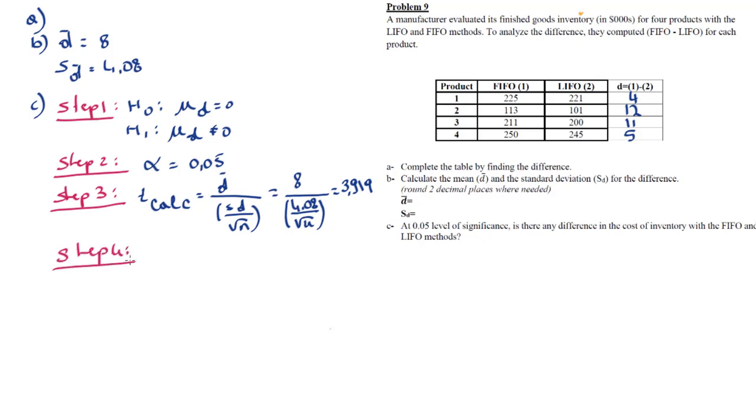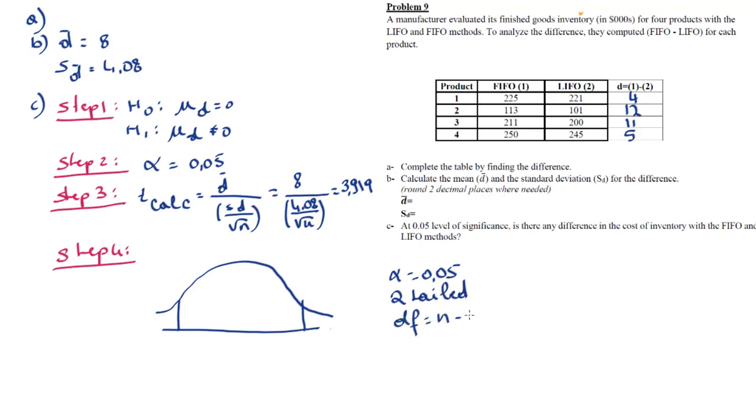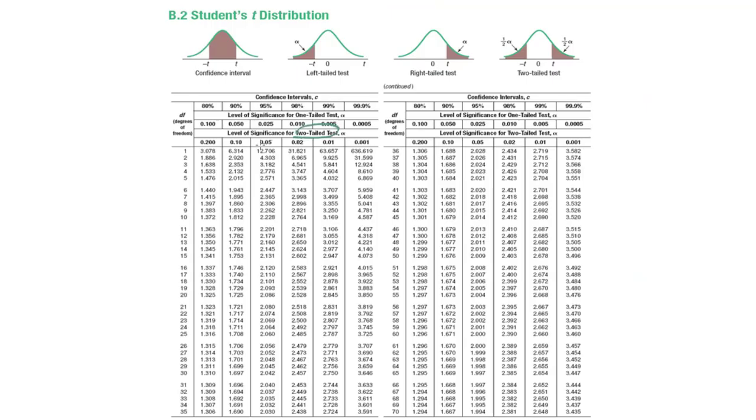In step 3, we calculate T calculated. We use the fourth formula and we get a T calculated of 3.919. In step 4, we draw a normal curve with two tails. To get T critical, we need three pieces of information. Alpha is equal to 0.05, it is a two-tailed test, and the degree of freedom is equal to n-1, which is equal to 3. We go to the T table and we get a critical T of 3.182.